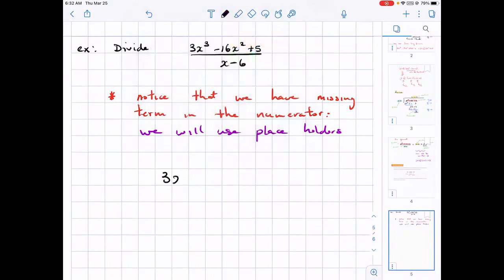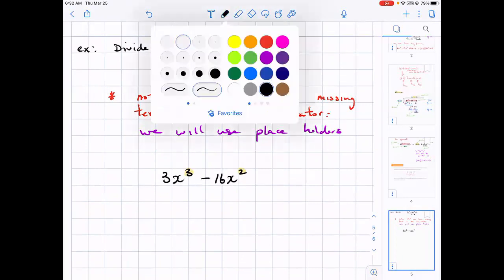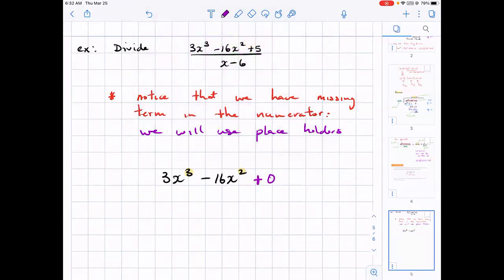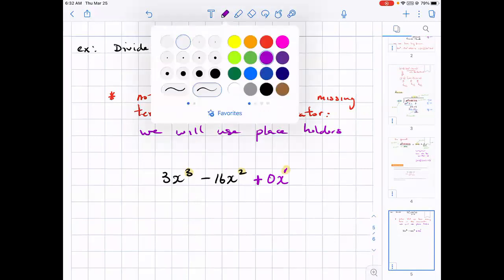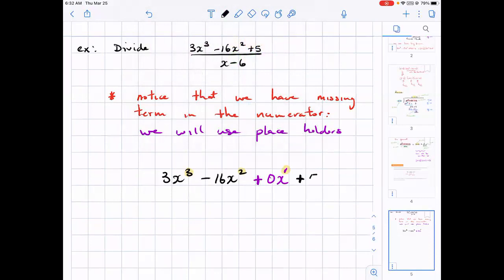3x cubed minus 16x squared. So after a 3 power is a 2 power. After a 2 power comes a 1 power, which we don't have. So what we'll do, plus, always plus 0x. Now we have that 1 power there. And then we write our plus 5. So sometimes you're going to have to fill in more than one placeholder. And the same thing goes for the denominator. The denominator is okay because this is a 1 power and then you have a constant.